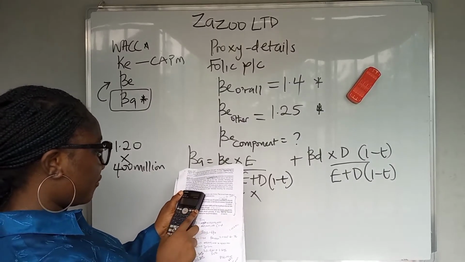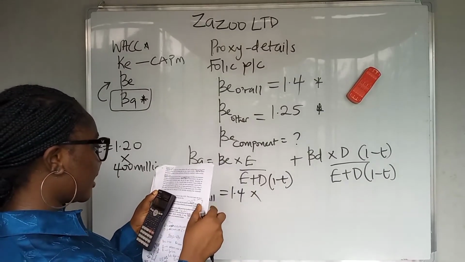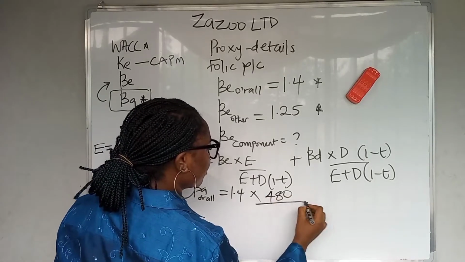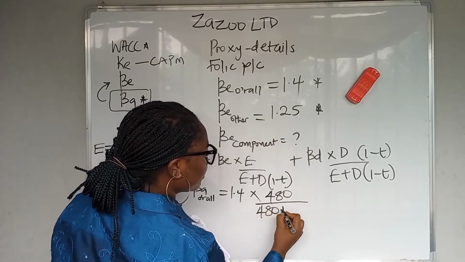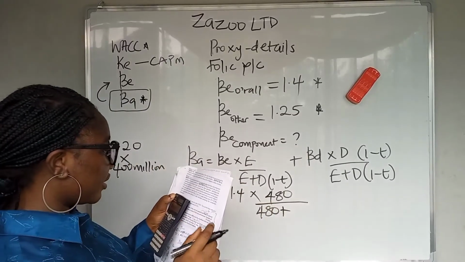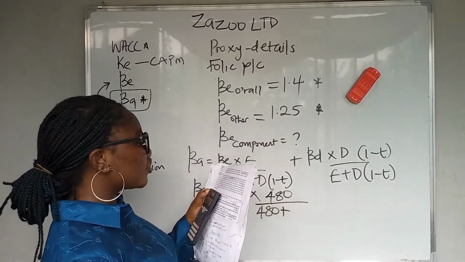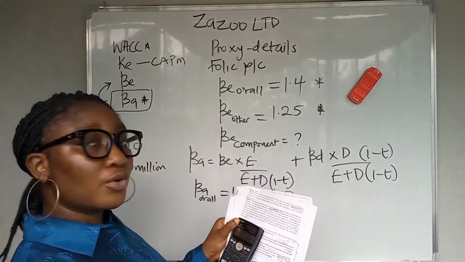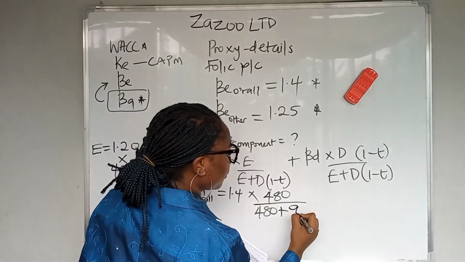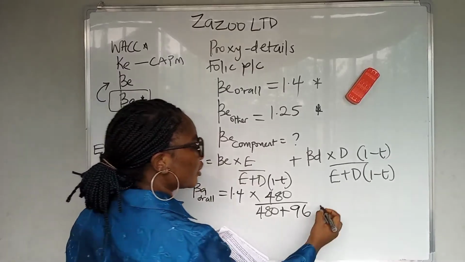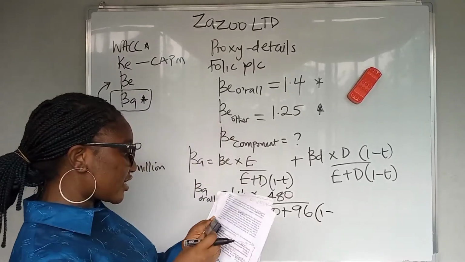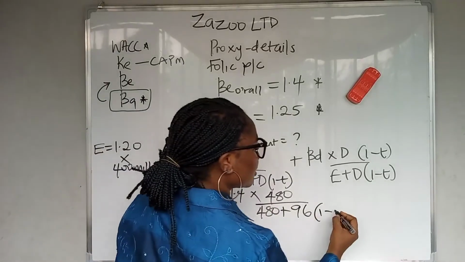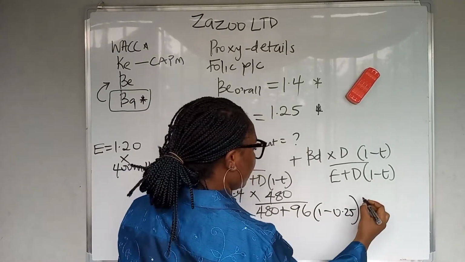1.2 times 400 million, and that's 480 million. So that's 480 over 480 plus, what is your debt value? They said here that the loan paying interest at base rate plus 120 basis points have a current value of 96 million. So that's plus 96 into (1 minus t). What's your tax rate? They said both companies pay annual corporation tax of 25%, 0.25.